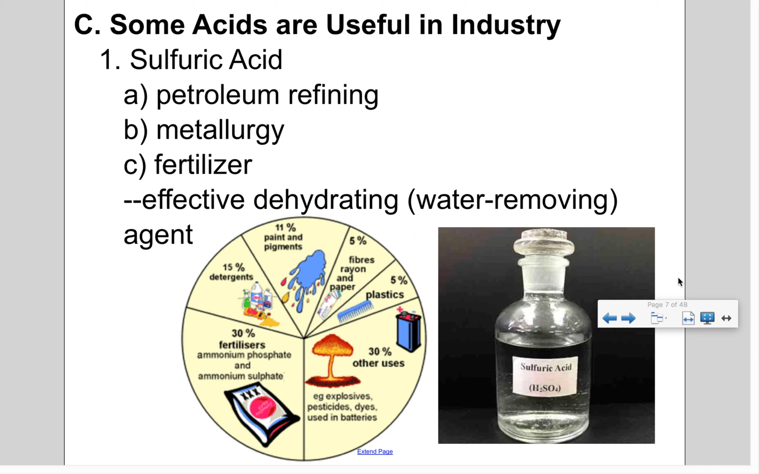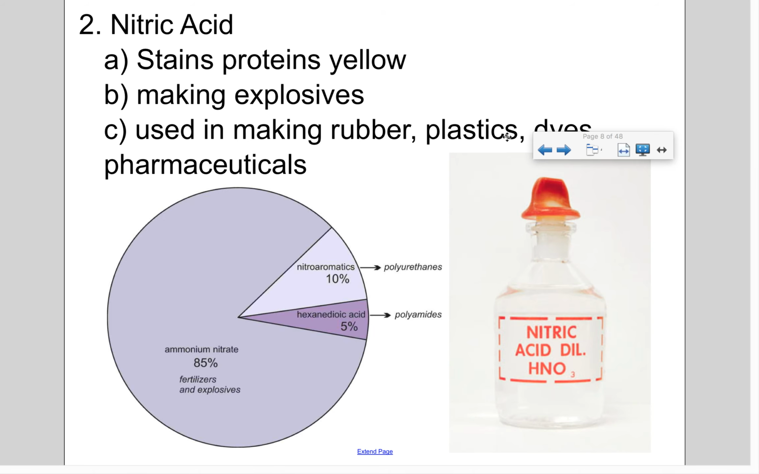Now acids are pretty useful in industry. So I'm going to talk about, I think, 5 types here. Sulfuric acid is used in petroleum refinery, metallurgy, fertilizers. It's also a very effective dehydrating agent, which means it removes water. So here's some other uses. Nitric acid, usually made in the production of fertilizers and explosives, but it can be used to make rubber, plastic, dyes, as well as some pharmaceuticals, this polyamide here.